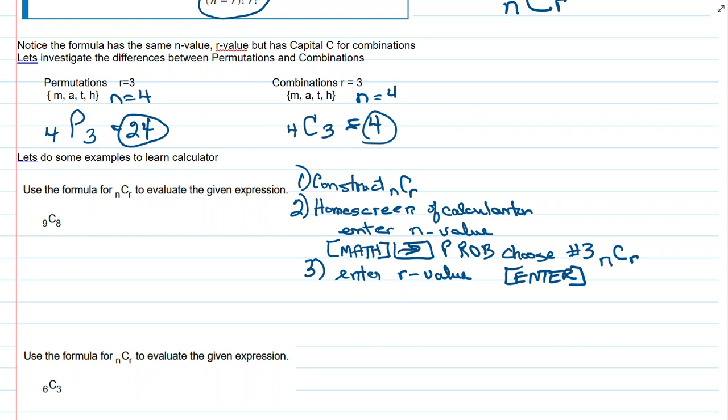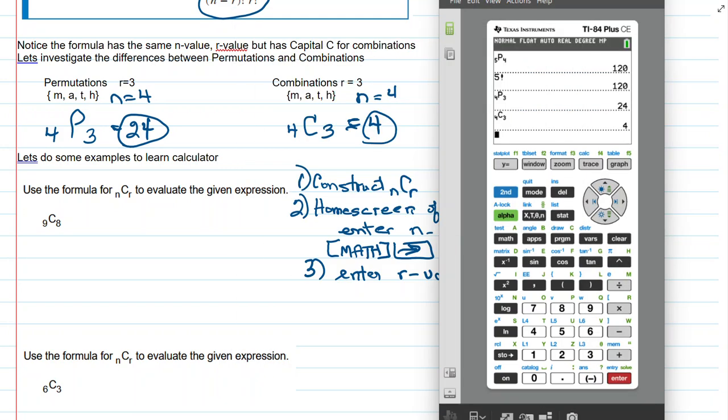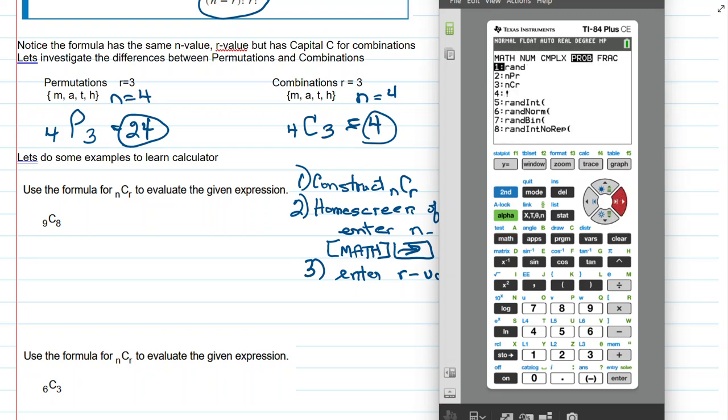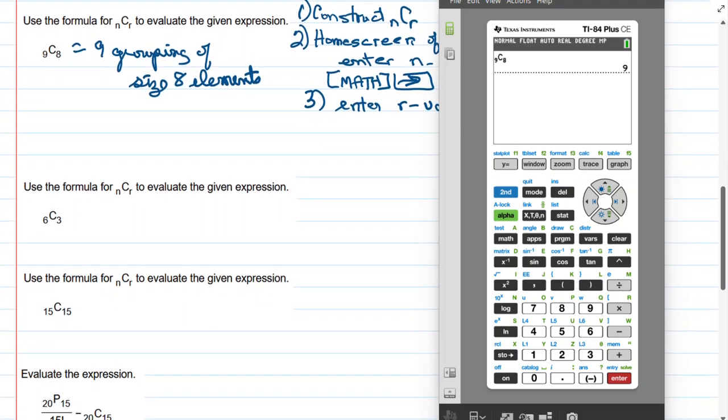So we're going to do some now. Now remember, you can always pause the video to make appropriate notes. So let me get the calculator up, clear it. So I'm going to enter the 9. I'm going to go to the math key, PROB. I'm going to do number 3, and we're choosing a set of 8. And I get 9 groupings, size 8 elements. Order not important.